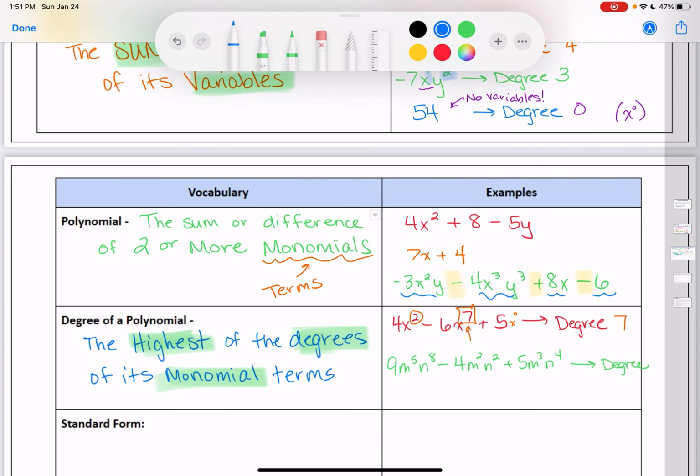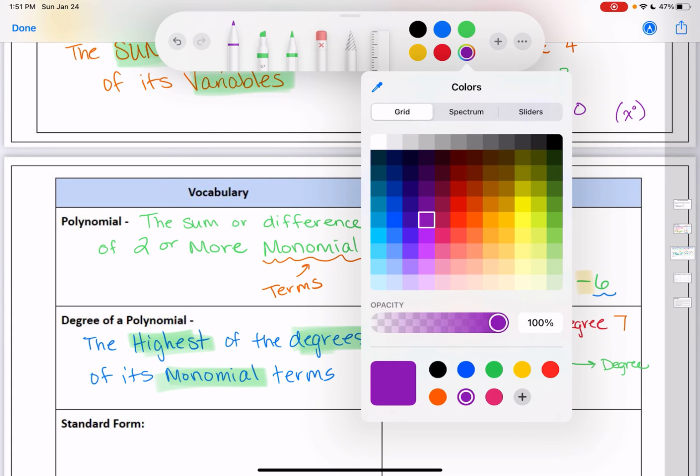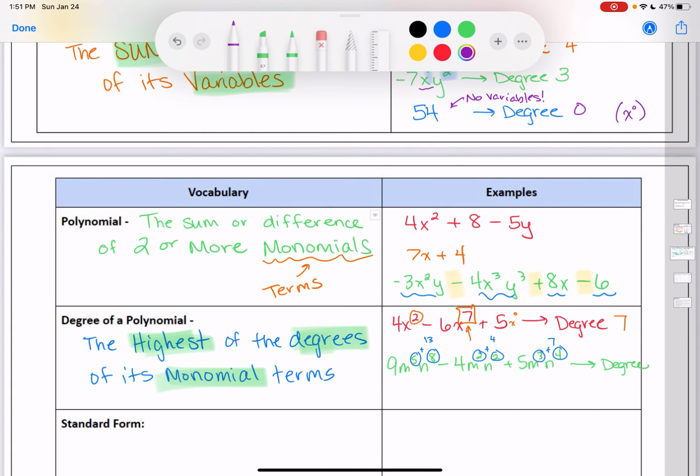And if I wanted to find the degree of this one, I go through and I look at each of its monomial parts. So here I have to add my exponents of my variables. So 5 plus 8 would give me 13. Here I'd have to add these two exponents, I would get a degree of 4 on that term. Here I have to add these exponents, I would get a degree of 7 on that term. And then I look for the highest of those degrees, right? The highest degree in this case was 13.